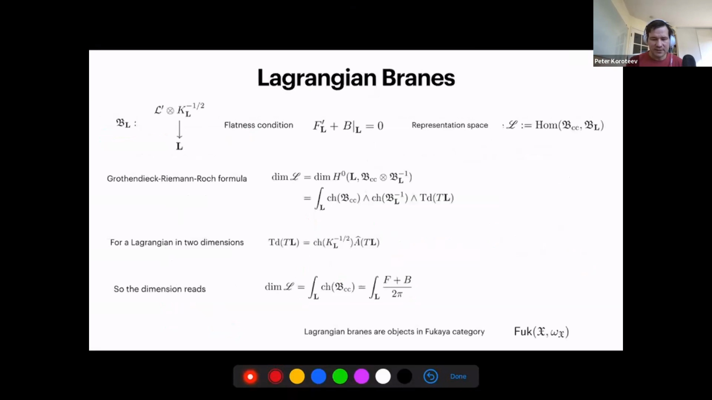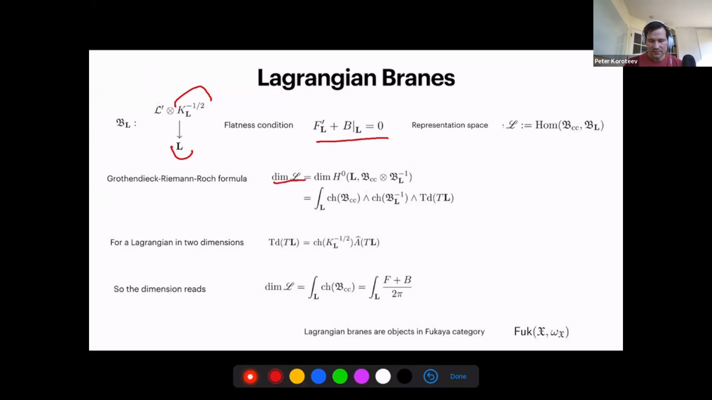The Lagrangian branes are defined in a standard way. There's a bundle over L, where L here is a Lagrangian, and it's twisted by the square root of the canonical bundle, K_L^{-1/2}. That's an ingredient of geometric quantization. First you have what is known as the pre-quantum line bundle, and then you need to twist it by the square root of the canonical bundle. You would impose the Lagrangian flatness condition like that. So those branes are flat, as opposed to the BCC brane, which is not.